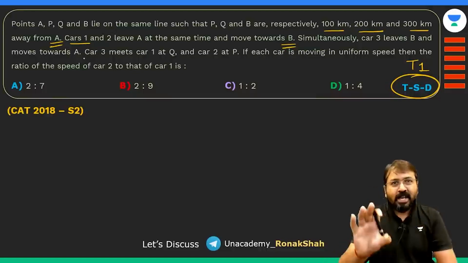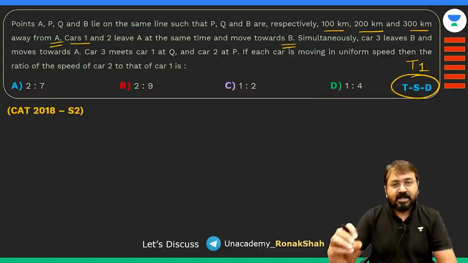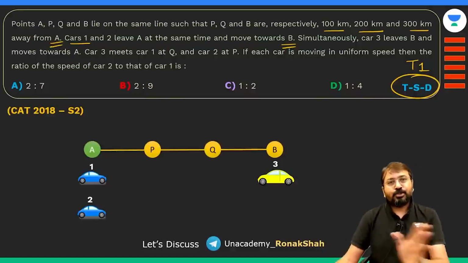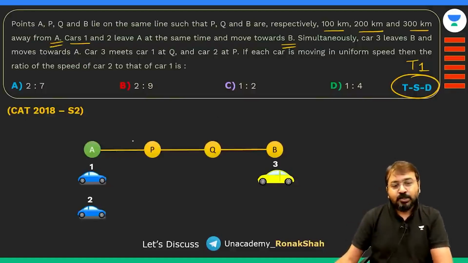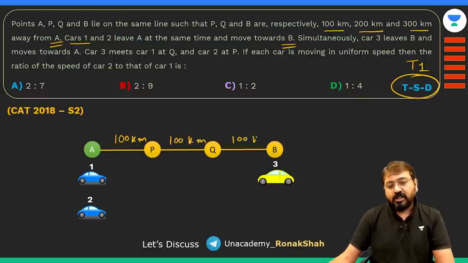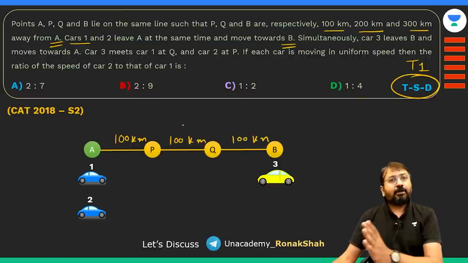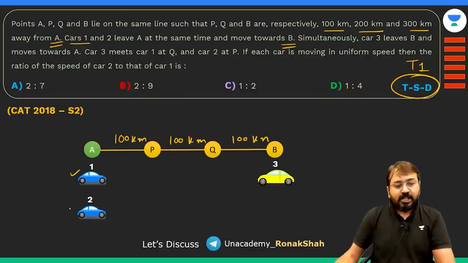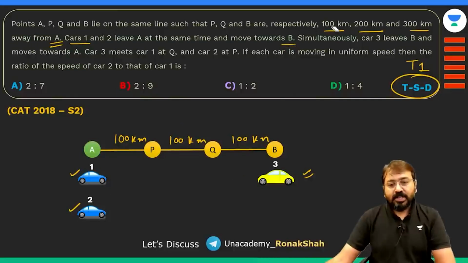So guys, just to help you understand the scenario, I have created some nice graphics for all of you. So I'm sure you can visualize this. This is point A, and the distance between them is also given. So this distance is 100 km. This is also 100 km. And this is also 100 km. So we can say B is 300 km away from A. Car 1 and 2 leave A, and at the same time car 3 leaves point B. Now what is the question?